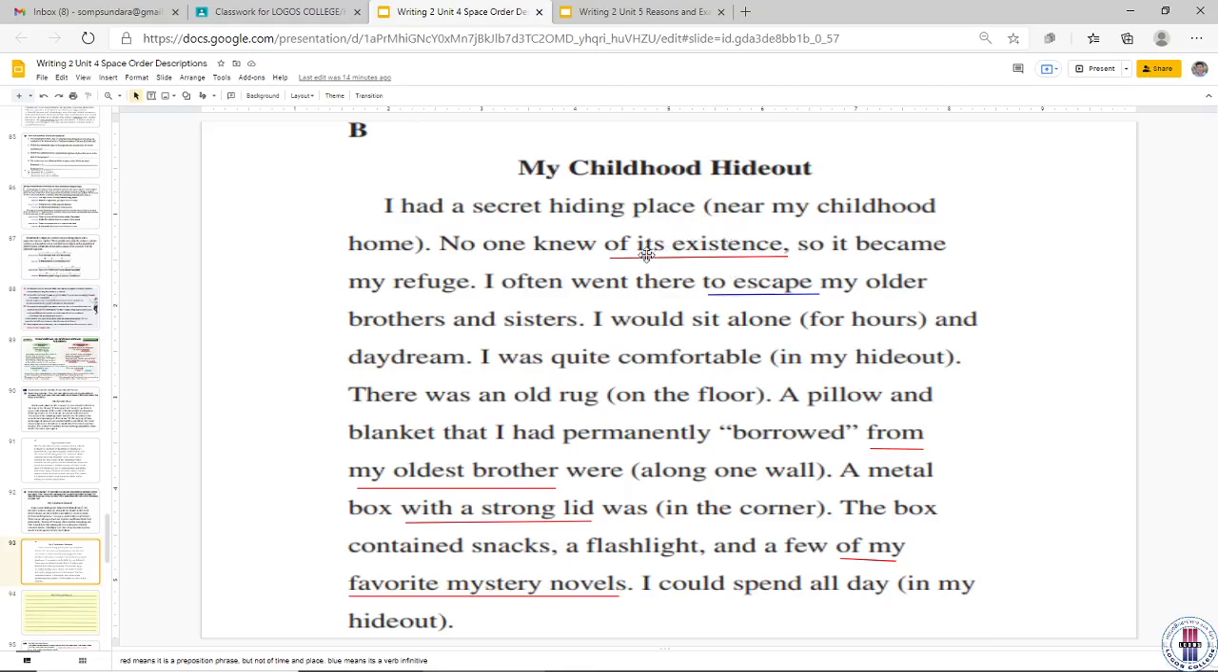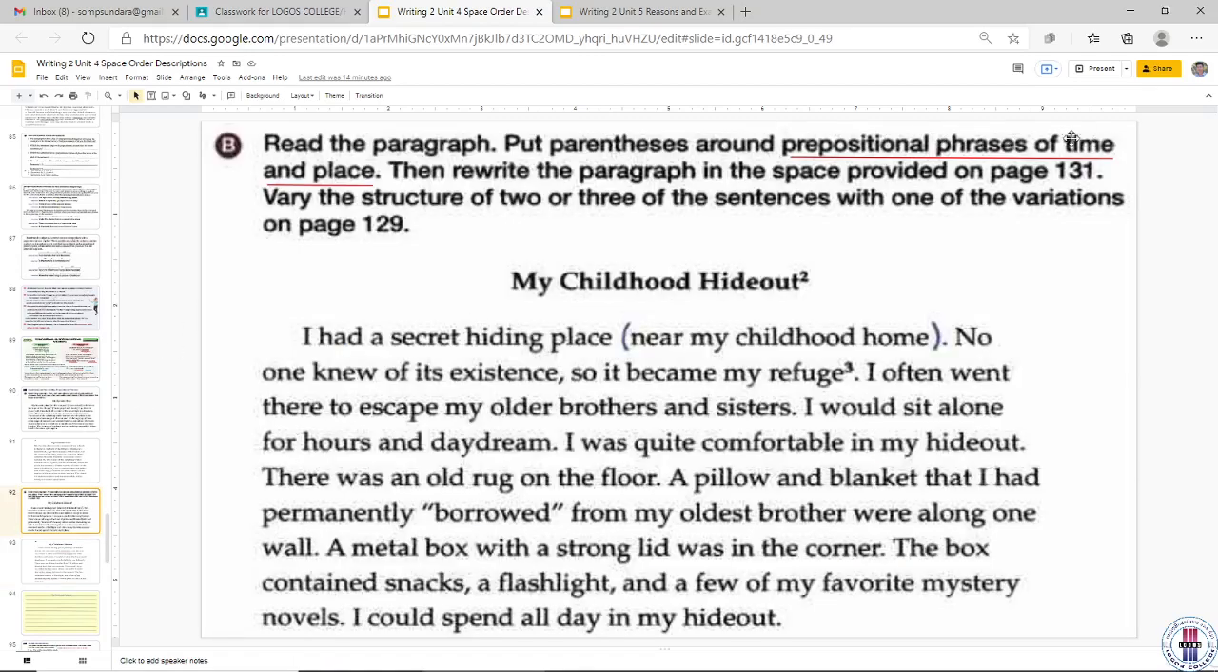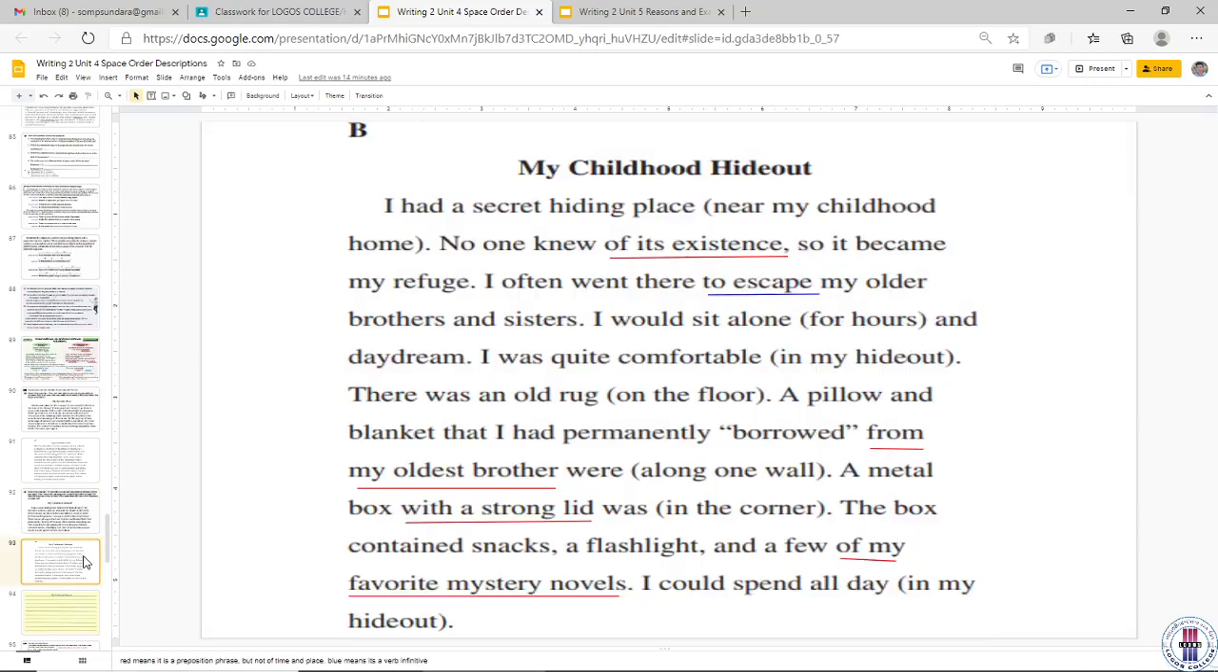So even though this is a prepositional phrase, we don't put parentheses around it because this prepositional phrase identifies the hiding place. It describes it, right? It's not talking about time and place. So it became my refuge. I often went there to escape. Again, to escape is an infinitive.